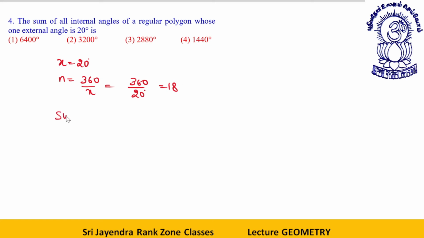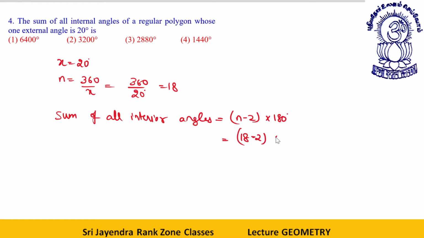Now the sum of all interior angles. What is the sum of all interior angles? That will be n minus 2 into 180 degrees. What is n? N is 18, so 18 minus 2 into 180 degrees. I'm sure all this is clear to all of you. Let's take the next one, next part.